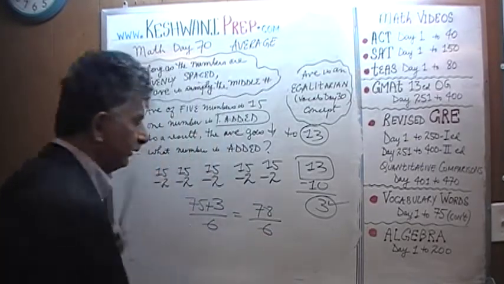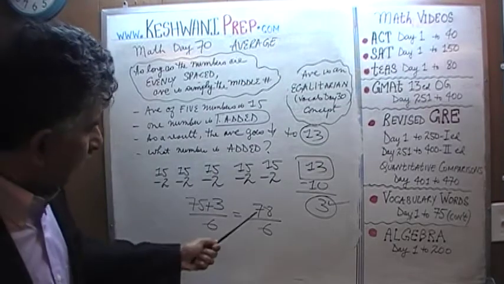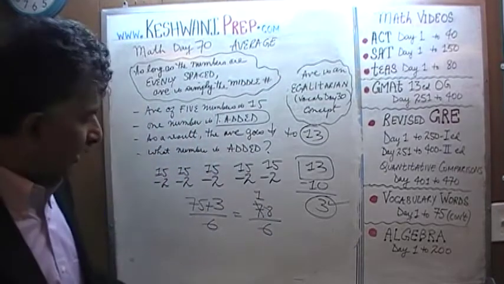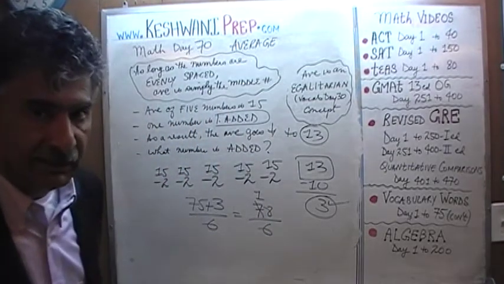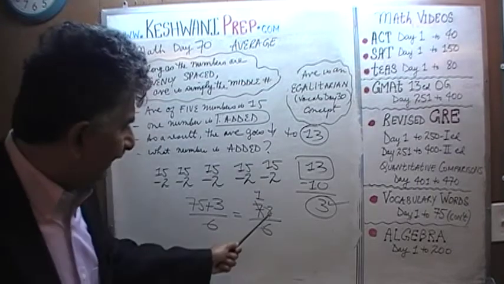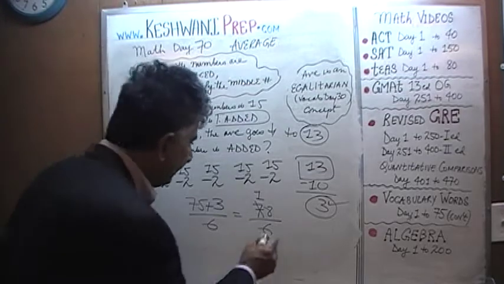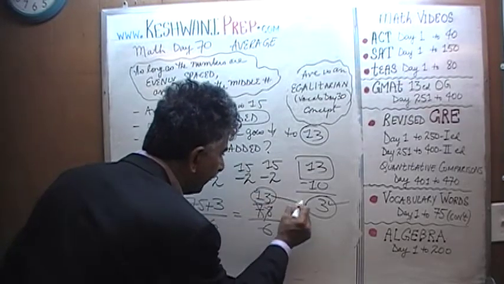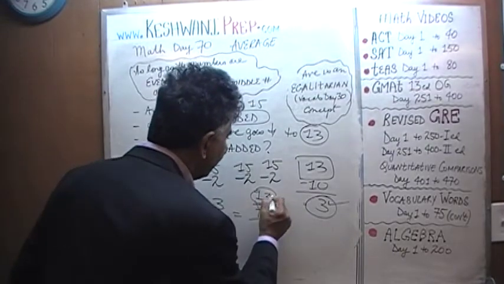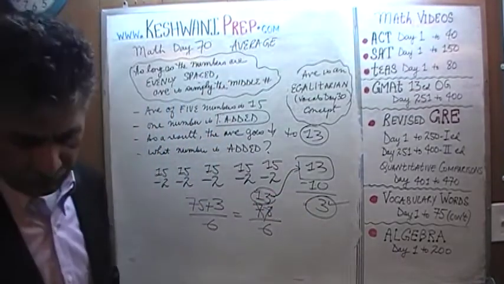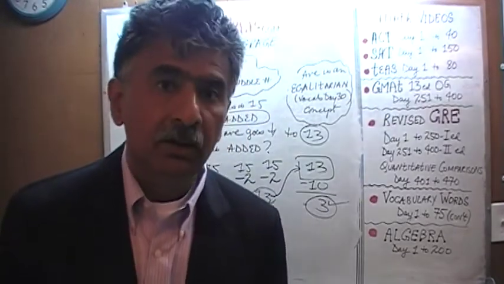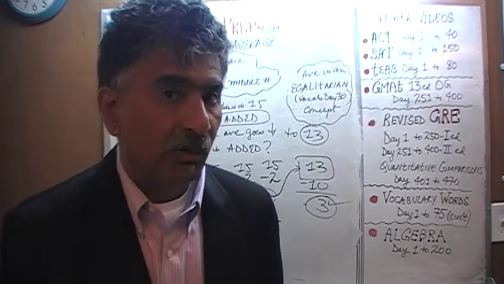78 divided by 6. Let's divide 78 by 6, shall we? How many 6s does 7 have? 7 has 1 six. The remaining one goes and joins the 8 and becomes 18. 18 has 3 sixes. Voila. The new average is indeed 13. The new average has indeed gone down from the old average of 15 to 13.